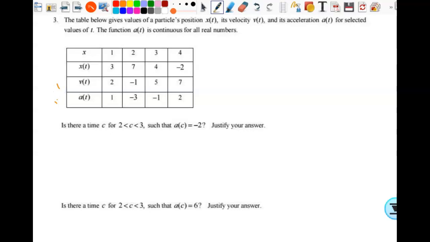All right, so another way we could write this, so this is x of t, then v of t, that is x prime of t, right? Let me write it up here.